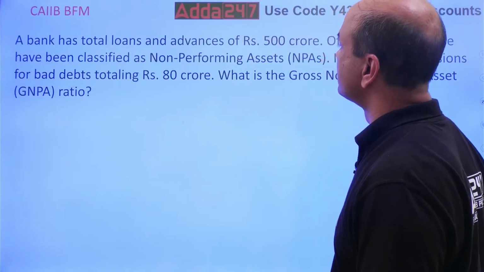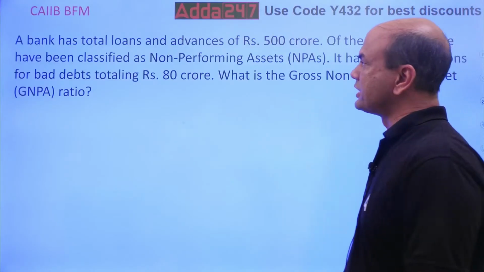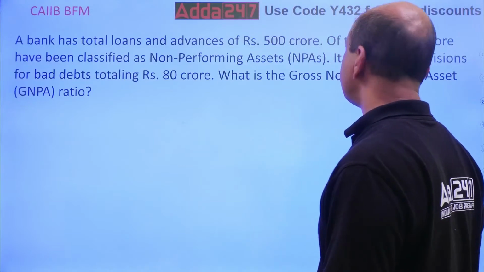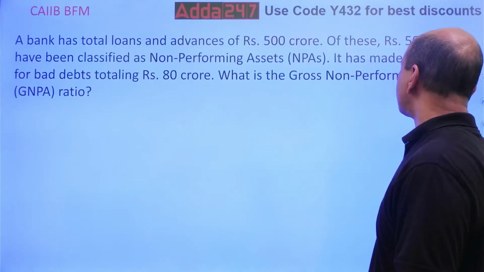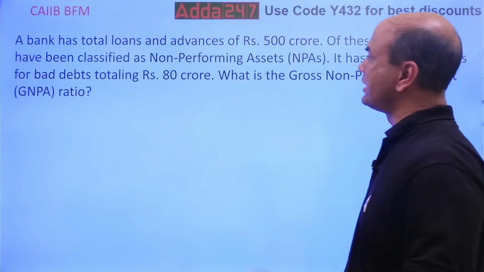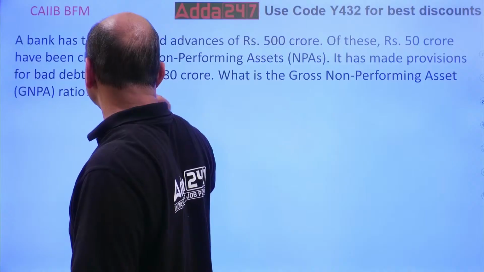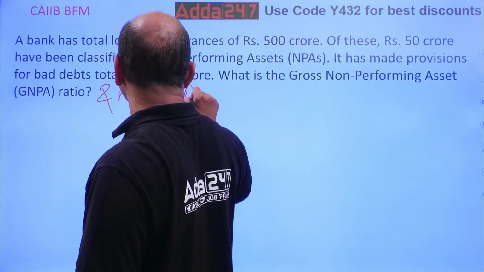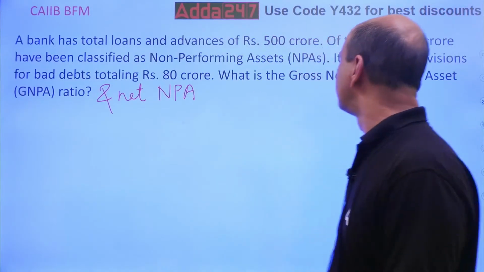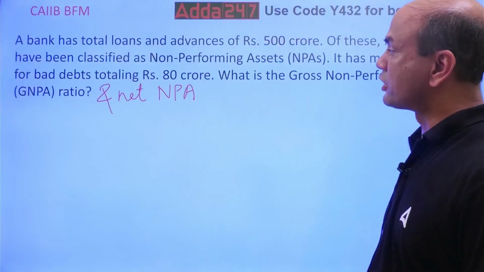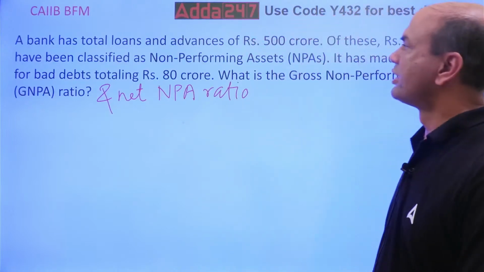A bank has total loans and advances of 500 crores. Of these, rupees 50 crores have been classified as NPA. It has made a provision for bad debts totaling rupees 80 crore. What is the gross NPA, and also the net NPA? Both of them, and I want the ratios, the gross NPA ratio and the net NPA ratio. Think over it.